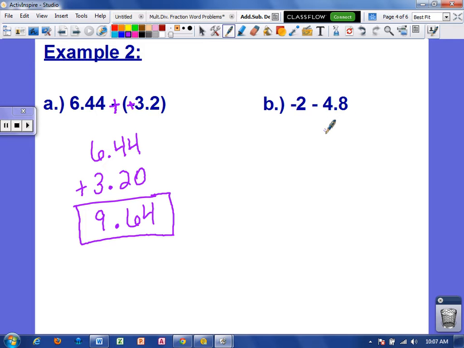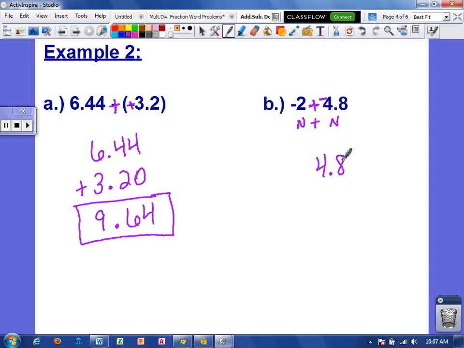So again, we've got a negative number involved. We do not subtract with negative numbers. We add the opposite. So that would be negative 2 plus, and this is a positive 4.8. The opposite of that would be a negative. So now I really have a negative plus a negative. So I'm just going to add like normal and keep my answer negative.